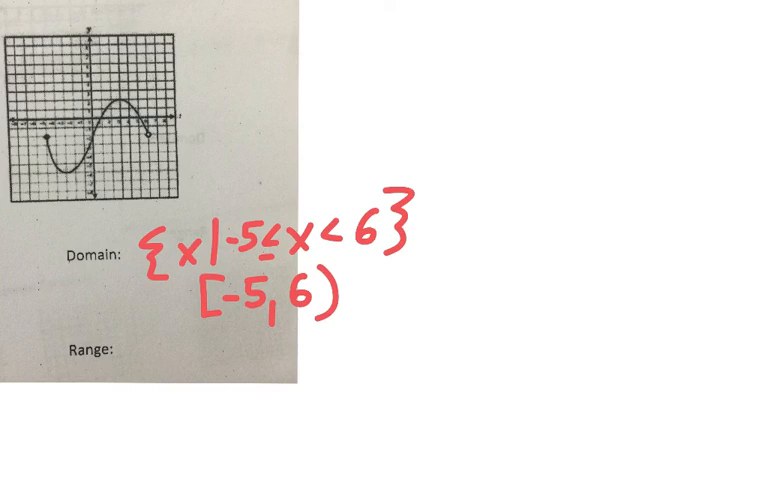Let's look at the range. What's the lowest Y value the graph takes on? Why is it open and closed? Like what? The circles. Why are they open and closed? Because sometimes you need to include it and sometimes you don't need to include it. What does that mean?